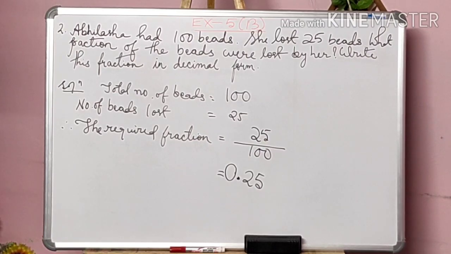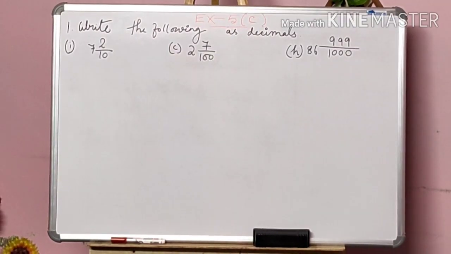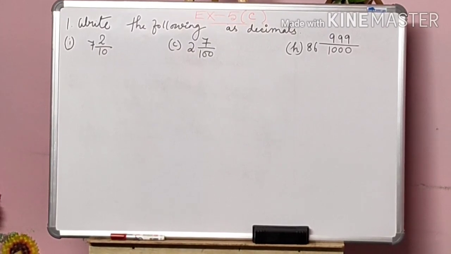Now we are getting into the next exercise. Now you see exercise 5c. What it says in the first question: write the following as decimals. Now you can see these numbers are in the form of mixed fractions, isn't it? That we did in our chapter, Fraction 1. Now we have to convert these mixed fractions into decimals. Okay, so don't panic. This is very easy. Now we are going to understand how we are going to do it.